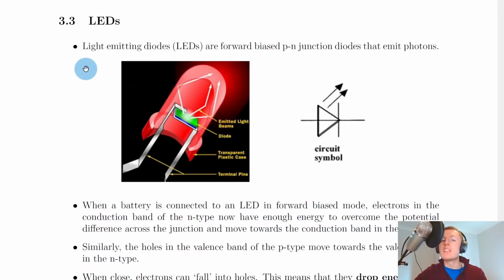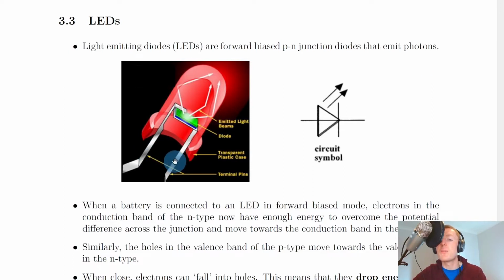So what are LEDs? Well, we say that LEDs or light emitting diodes are forward biased PN junction diodes that emit photons. So we've already seen in a previous video what forward biasing means for PN junction diodes, and we're saying that these are ones that emit photons, i.e. particles of light.